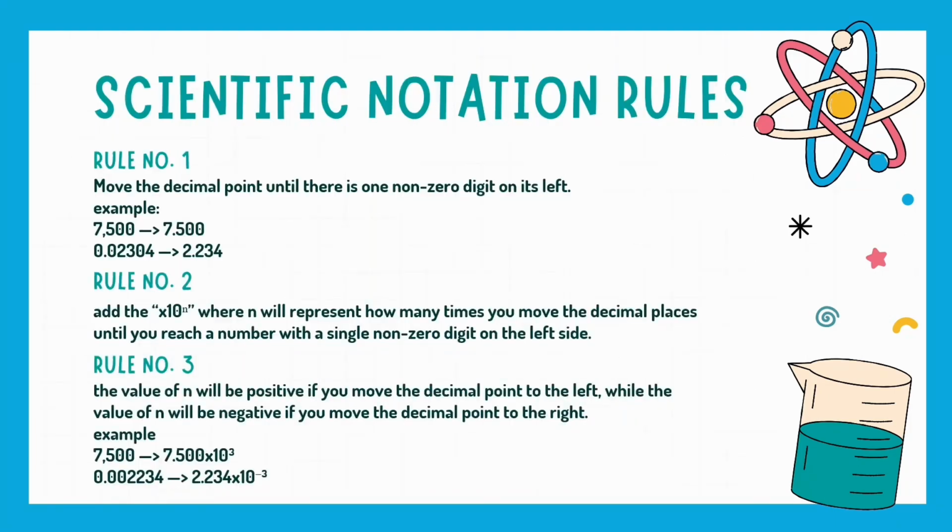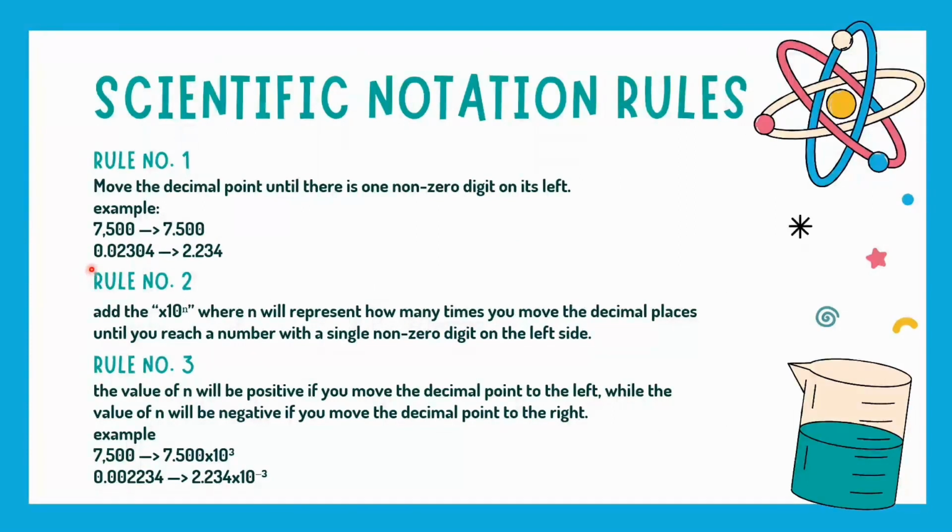For rule number 1, it is to move the decimal point until there is 1 non-zero digit on its left side. For example, we have here 7,500, which is then transformed into 7.500. So for whole numbers, we would always start from the very end of the last digit from the right side, moving or shifting from right to left. Okay, so starting from here, 1, 2, 3, we'll be putting the decimal point here, hence giving us 7.500.